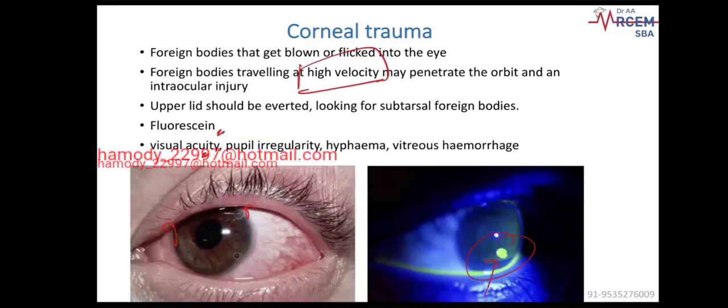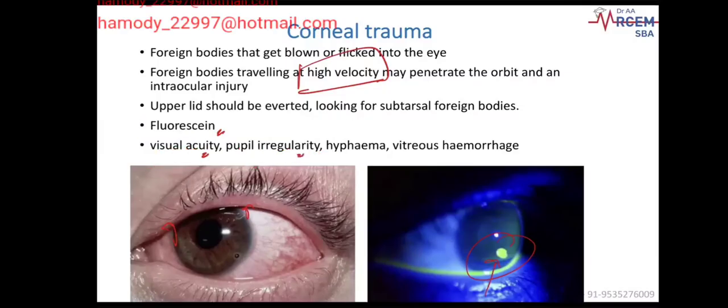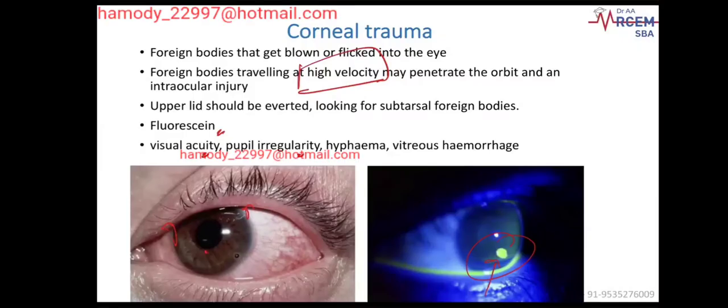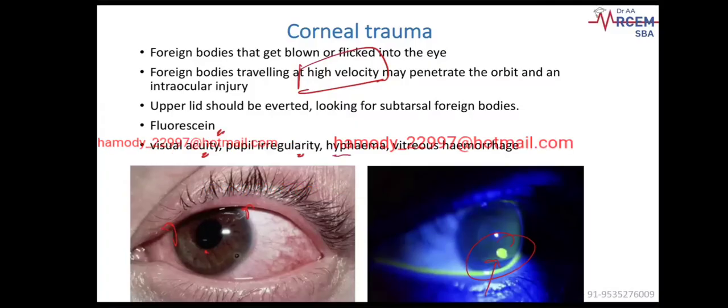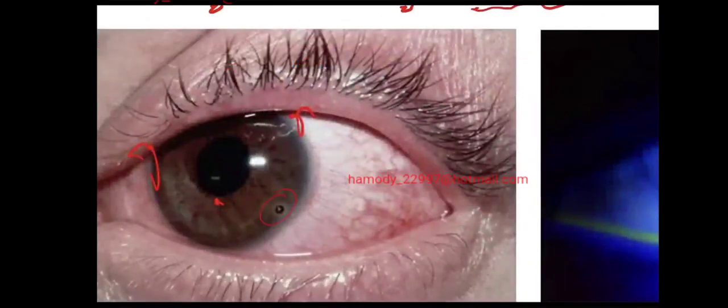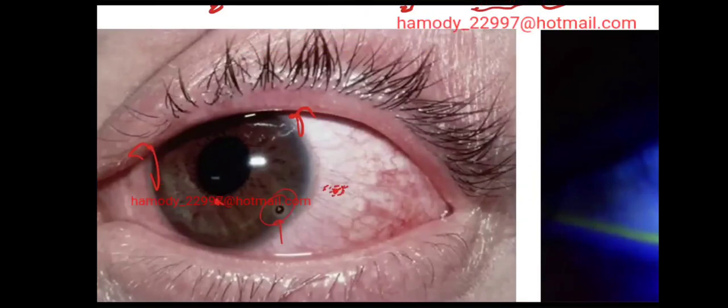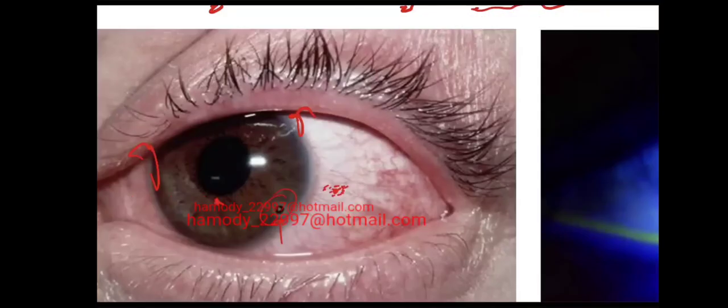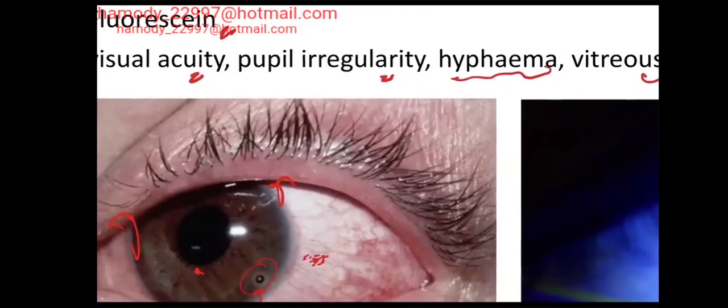Visual acuity might be decreased in these individuals. Pupillary irregularity might be present whenever there is an injury to the iris. Hyphema can be present. Vitreous hemorrhage can occur in this individual. What you're seeing here, like a ring-like structure, is known as a rust ring. When a foreign body has gone in, if epithelial tissue grows over it, then it becomes a rust ring. Whenever you're suspecting a rust ring, it is recommended that you ask them to follow up with the ophthalmologist.